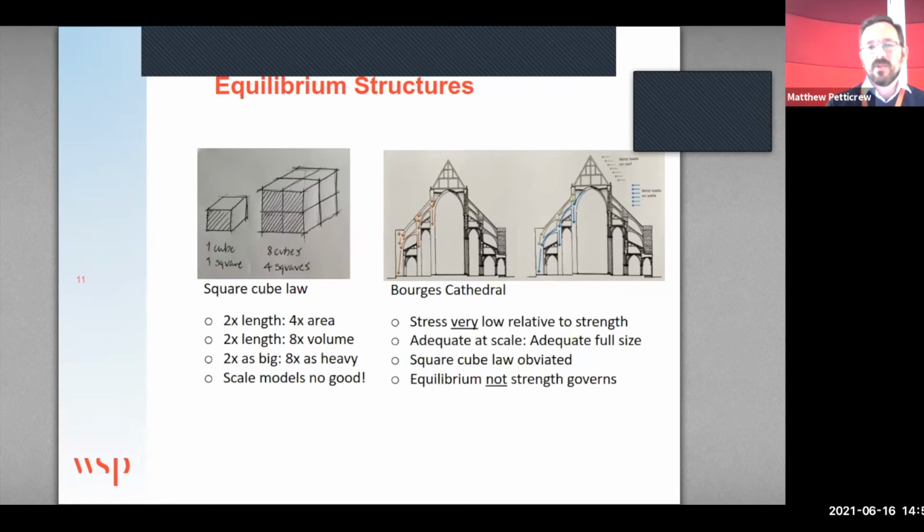So how did they achieve it with these medieval cathedrals? Well, the key is the fact that the stresses in the stone are very, very low compared to the strength of the stone. And that means that when it's scaled from small to big, and you can make it work in small scale, it will also work in large scale. And what that means is that it's very much the equilibrium or the balance of the structure that is governing and not the strength. Now, I have no idea whether the medieval masons appreciated that they were obviating the square cube law, but nevertheless, that seems to be what they have done.